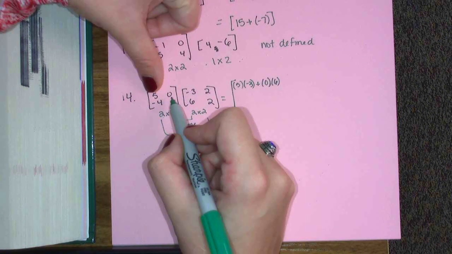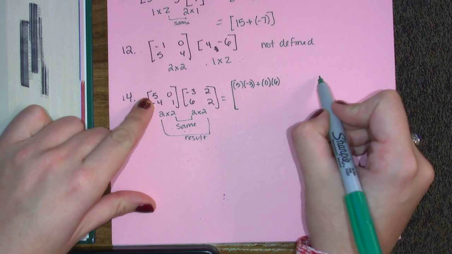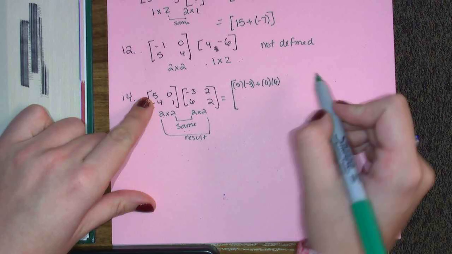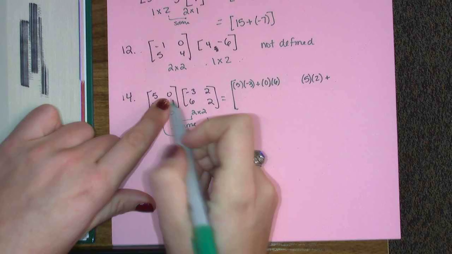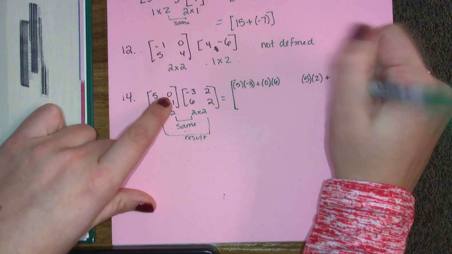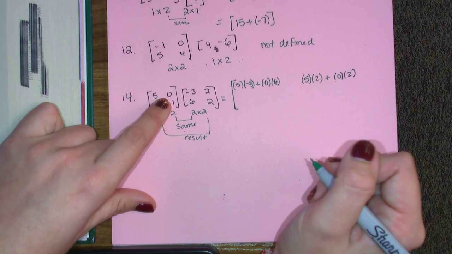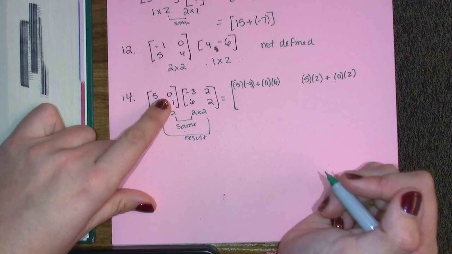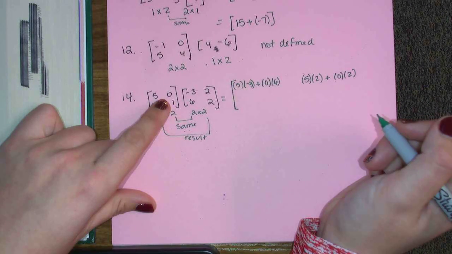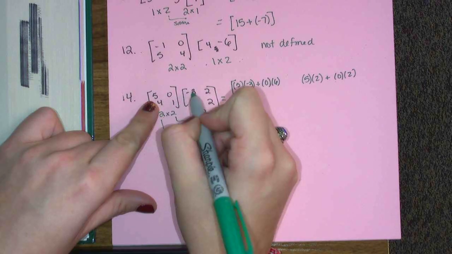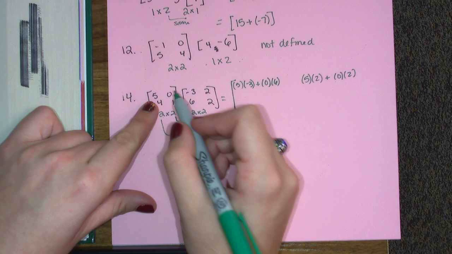Now then I go across, first row, second column, to do this next one over here. So 5 times 2 plus 0 times 2. It's your first row times each column, and you're adding the stuff together.